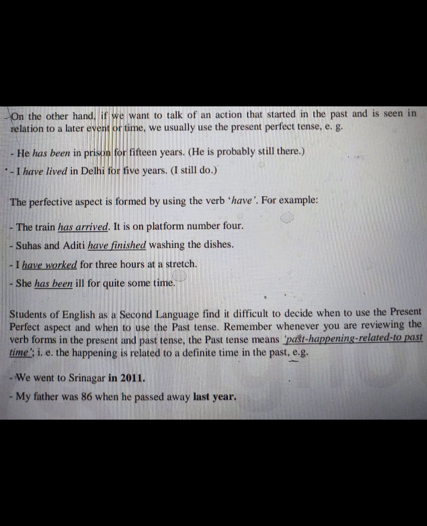On the other hand, if we want to talk of an action that started in the past and is seen in relation to a later event or time, we usually use the present perfect tense, e.g. He has been in prison for 15 years. He is probably still there. I have lived in Delhi for 5 years. I still do. The perfective aspect is formed by using the verb have.